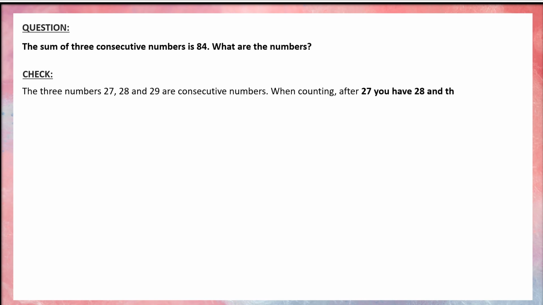So when you're counting your numbers, when you count 27, what's next? 28. After 28, what's next? 29. So these 3 numbers are consecutive. Let's add them together: 27, 28, and 29. And that sum is 84. Therefore, the solution is correct, and the 3 numbers are 27, 28, and 29. Thank you.